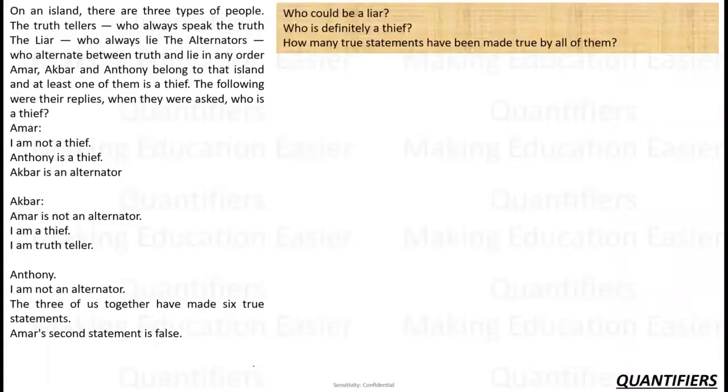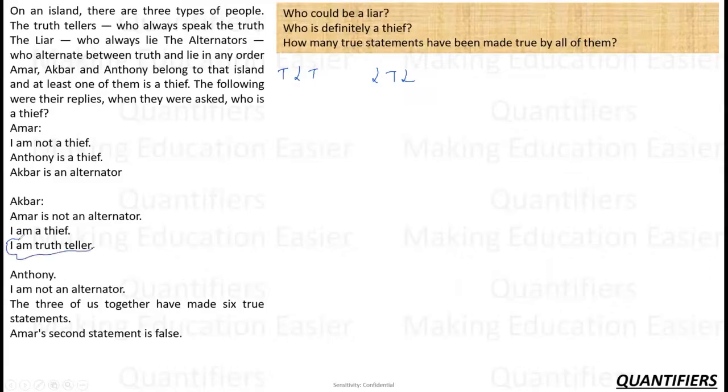It says on an island there are three types of people: the truth teller who always speaks the truth, the liars who always lie, and alternators who alternate between truth and lie. Alternate means if there is a truth, then the next one is a lie. If there is a lie, the next one is the truth. So they will be in this order: truth, truth, lie, in some order like this. The following were their replies when they were asked who is a thief. Amar says: I am not a thief. Anthony is a thief. Akbar is an alternator. Amar is not an alternator. I am a thief. I am a truth teller.